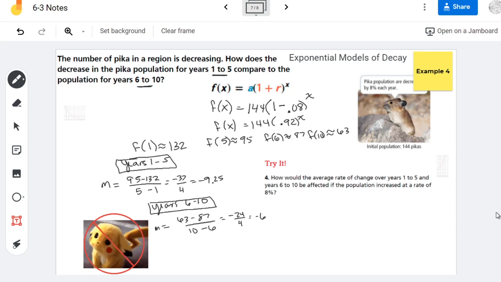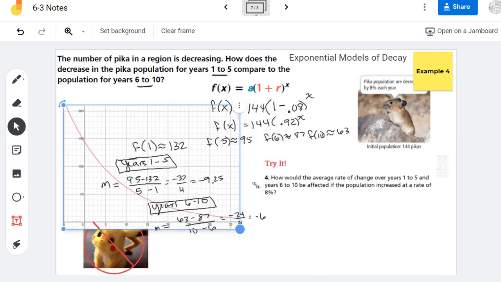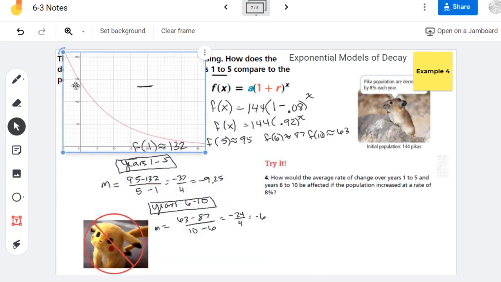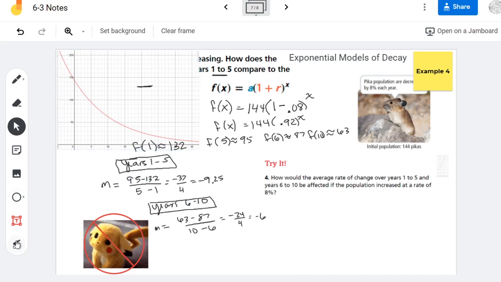So check this out. As time went on, the number of pikas that are dying per year decreased. So let's check it out on the graph here. So you can kind of see that here. Years 1 through 5 are right here, and years 6 through 10 are right here. Do you see that on the 6 through 10 it's less steep than the 1 through 5?